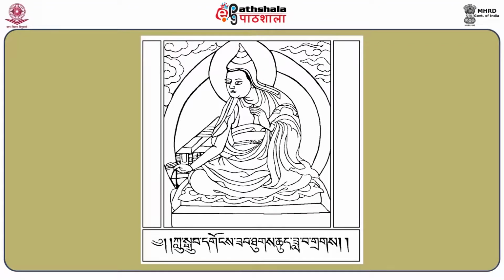Dignaga's nominalism was systematically developed and explained by Dharmakirti. Dharmakirti, who was also a great Buddhist philosopher, has famous works such as Pramanavartika and Nyayabindu.